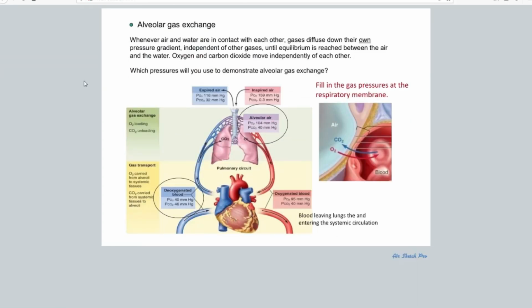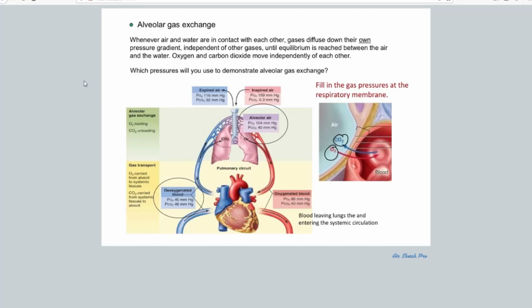Okay, so this is where we left off with alveolar gas exchange. Basically, what we're doing with alveolar gas exchange is exchanging gases between the air in the alveoli and the blood. The specific blood vessels we're exchanging gases with are the pulmonary capillaries. So let's look at the movement of these gases, specifically oxygen and carbon dioxide. What do we know about the movement of these gases?